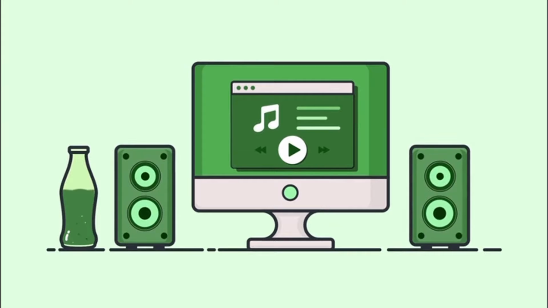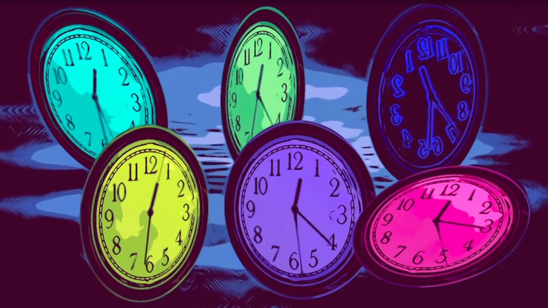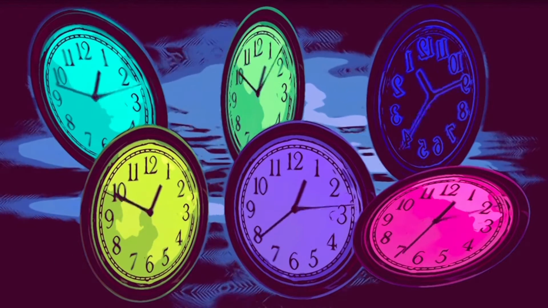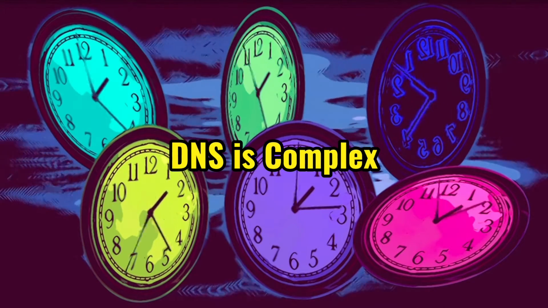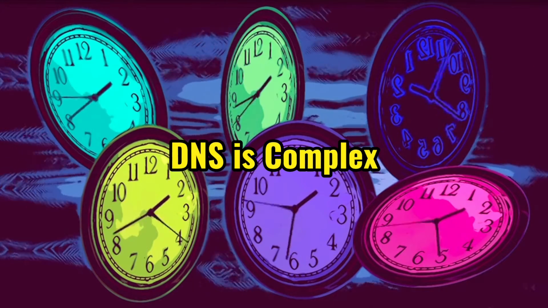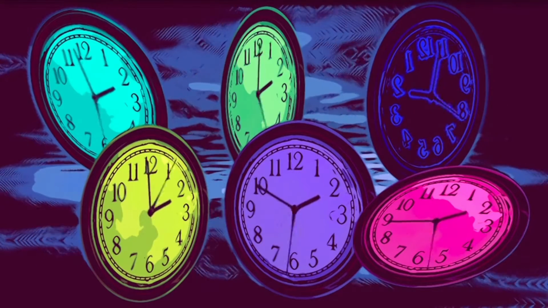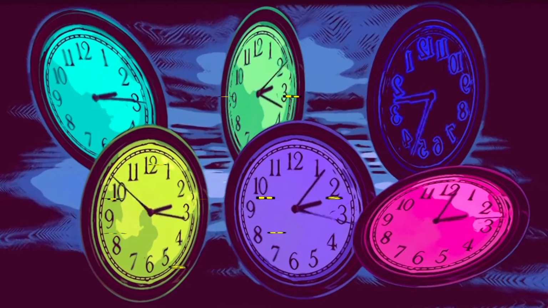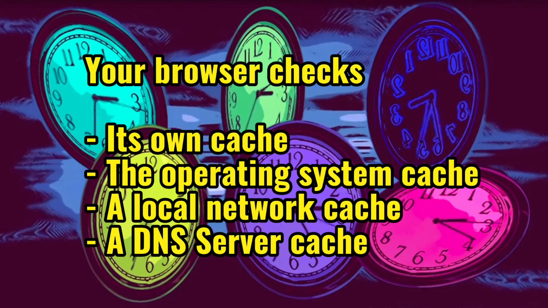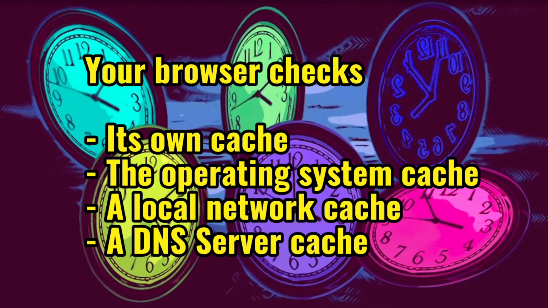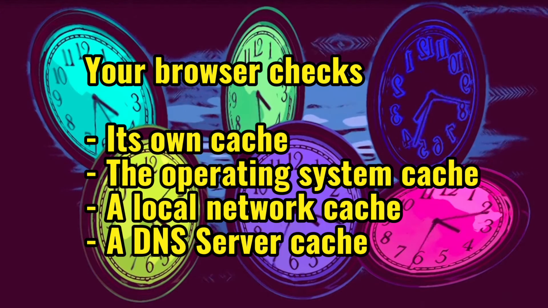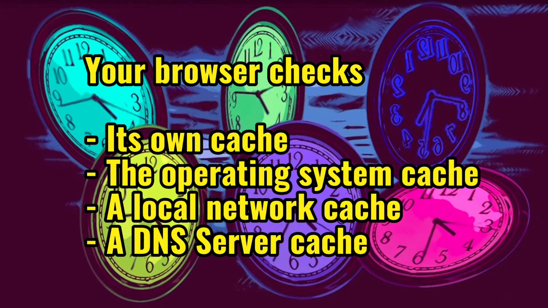We'll go through the DNS lookup procedure in general, but it's a complicated subject that goes beyond the scope of this video. Because DNS is complex and has to be blazingly fast, DNS data is cached at different layers between your browser and at various places across the internet. Your browser checks its own cache, the operating system cache, a local network cache at your router, and a DNS server cache on your corporate network or your internet service provider, ISP.